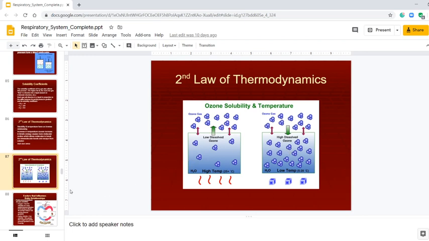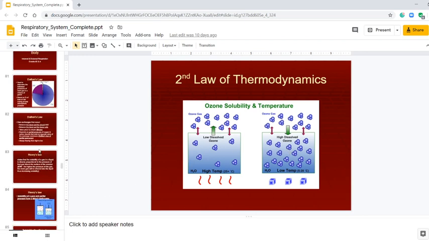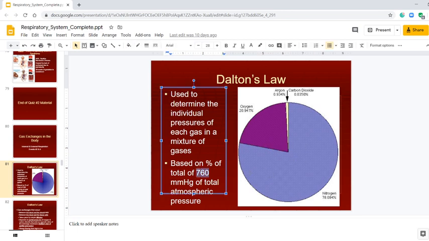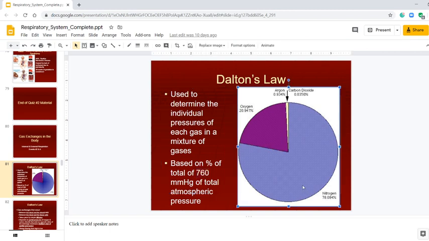So there are a lot of laws here, right? There is Dalton's law, which is figuring out how much of each gas is in this atmospheric pressure, the partial pressures. So when you take 760 millimeters of mercury, 78% of that pressure is nitrogen, almost 21% of that is oxygen, almost 1% is argon, and the rest is carbon dioxide. Okay, so that's Dalton's law.